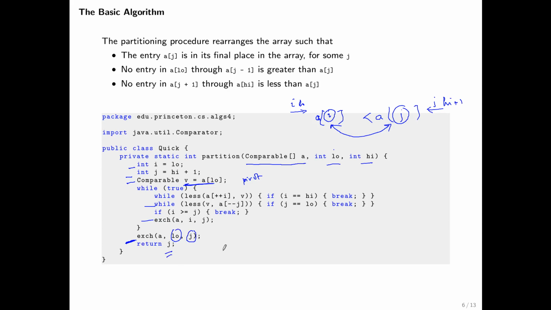So what partition does is it finds the right place for the pivot element, which is given by j, and it also makes sure that the elements to the left of the pivot are less than or equal to the pivot, and the elements to the right of the pivot are greater than or equal to the pivot. And the final position of the pivot element is returned.